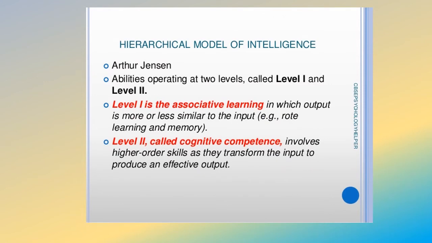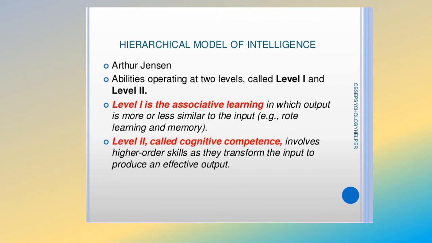Next, we have the hierarchical model of intelligence, which was given by Arthur Jensen. He has given two levels, level 1 and level 2. Level 1 is associative learning. Now, what is associative learning? Here in associative learning, one generally has output which is more or less similar to the input. For example, when children rote learn or just mug up things, that is associative learning. And then level 2 is cognitive competence or cognitive learning.